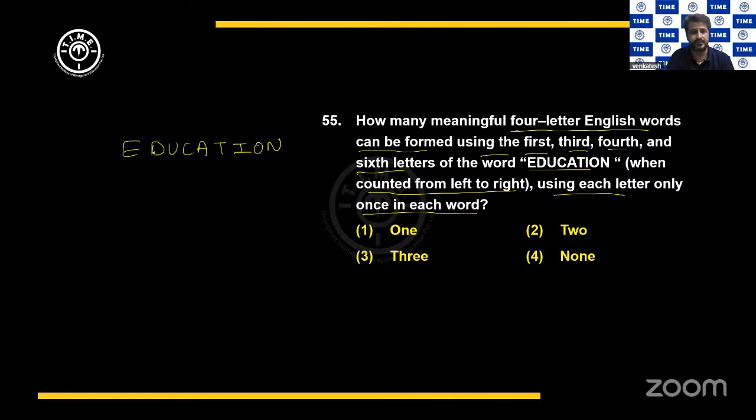First, third, fourth, sixth. First is E. Third is C. Sorry, U. First, third, fourth, sixth: E, U, C, T. How many meaningful words can be formed using this? The one word that can be formed is cute. So choice 1. Next one.